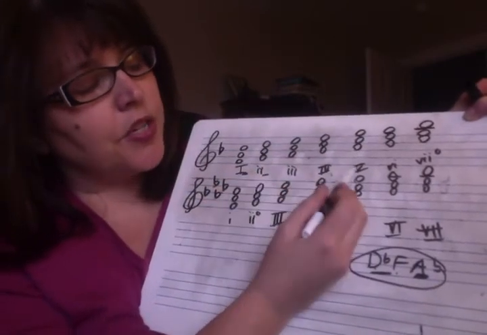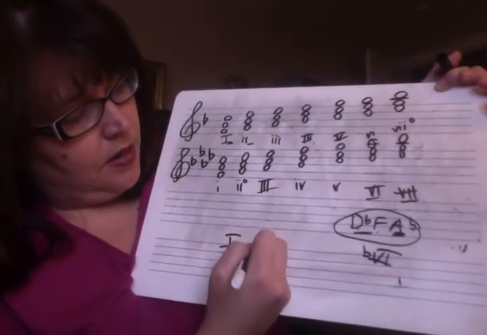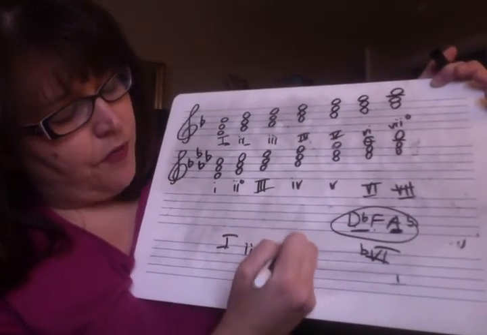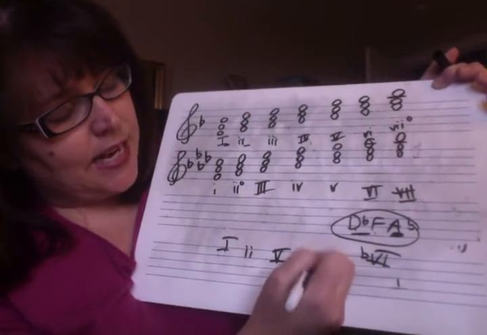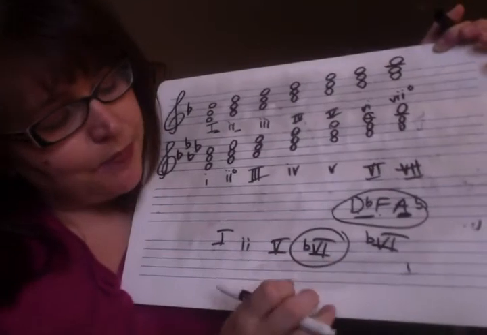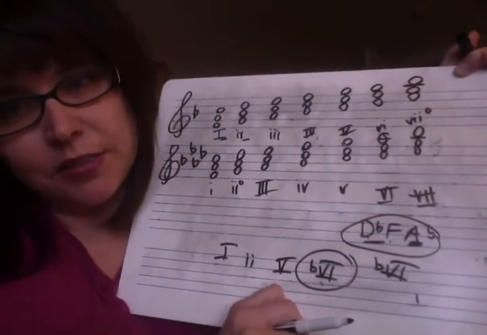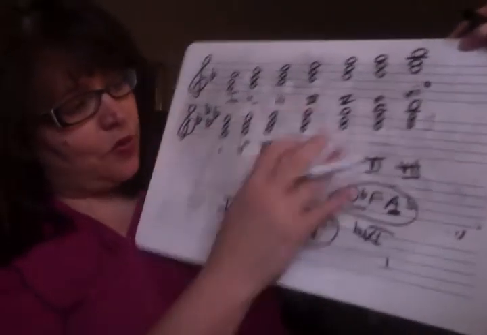I just picked a progression here. And we'll call this a flat 6. So my progression would look like this: 1, 2, 5, flat 6. That's my chromatic chord right there. And what that means is that I'm stealing notes from the parallel minor. Okay? So any of these chords are fair game.